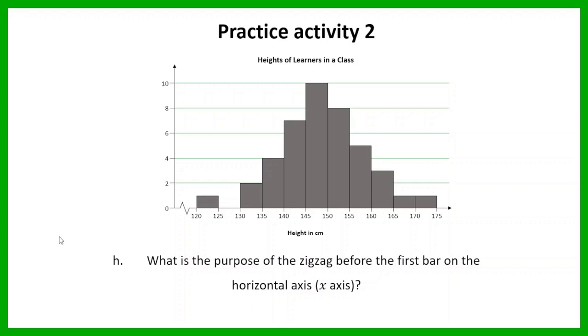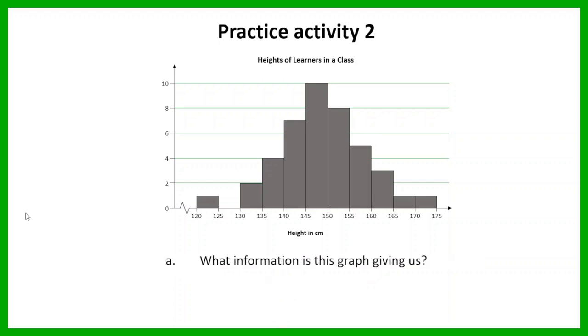Okay, so let's go through each of those questions. First one, question A, was what information is this graph giving us? The title of the graph is the heights of the learners in a class, and over here we're also told height in centimeters for the horizontal axis. So we're going to use that information to answer this question. What we know is that this graph is telling us about the heights of learners in a particular class in centimeters. That's the information we're getting from this graph.